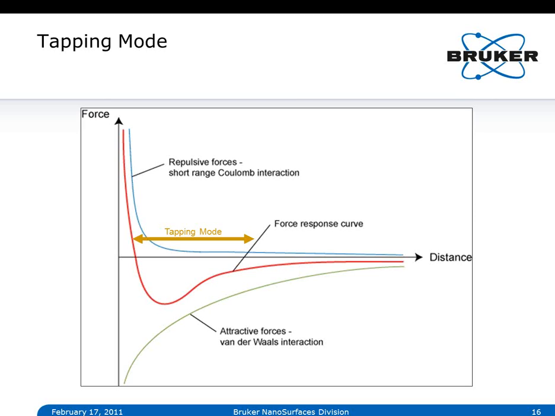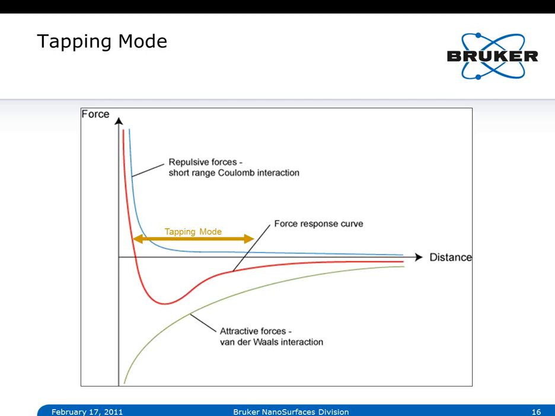So where on a force curve do we actually operate when we do tapping mode? Here is a drawing that can help us understand that. We have force plotted in the vertical direction versus distance, and in blue we plotted the repulsive Coulomb interaction, and in green the attractive van der Waals interaction, and the corresponding force curve in red. Tapping mode is basically making use of trying to get really close to the surface, making use of the repulsive Coulomb interaction.